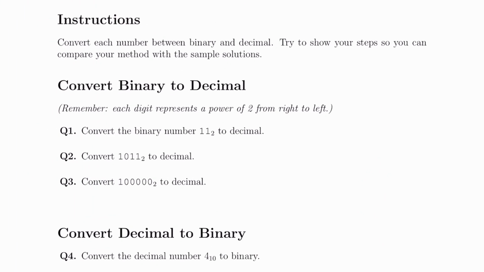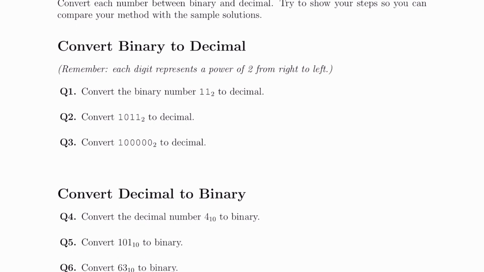So here you can even see there's a little tip. This is for the binary to decimal conversion. We see that each digit represents a power of 2 from the right to the left. If this does not make sense to you yet, perhaps you can watch the video on binary conversion again to get a quick reminder. So we have the number 1 in binary, and we should convert it to decimal.